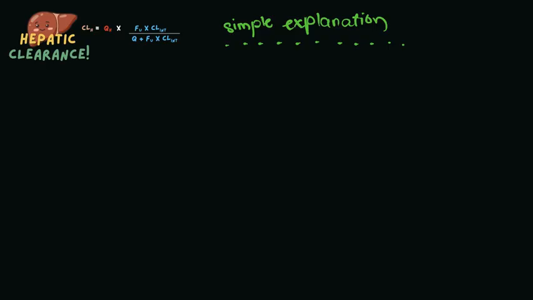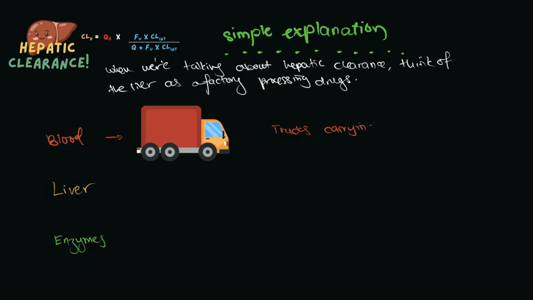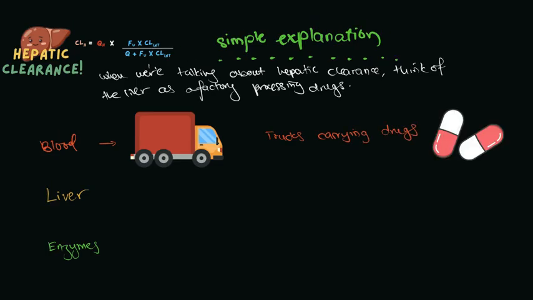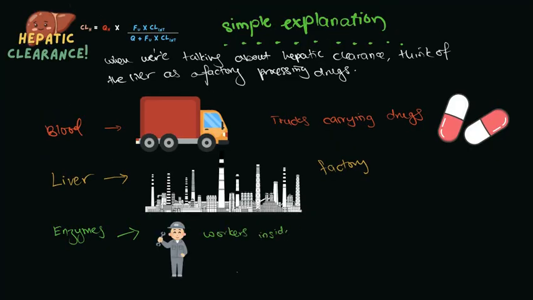Okay, so thus far, this topic has been nothing but massive words and equations. So I'm going to provide you with a simple explanation and analogies to make things very simple and easier to understand. So when we're talking about hepatic clearance, think of the liver as a factory processing drugs. Components important in this discussion are blood, liver, and enzymes. Blood can be depicted as trucks carrying drugs. Liver can be portrayed as a factory processing the drugs, and enzymes refer to the workers inside the factory.